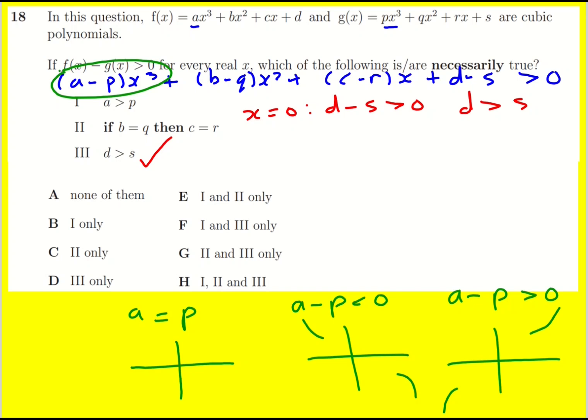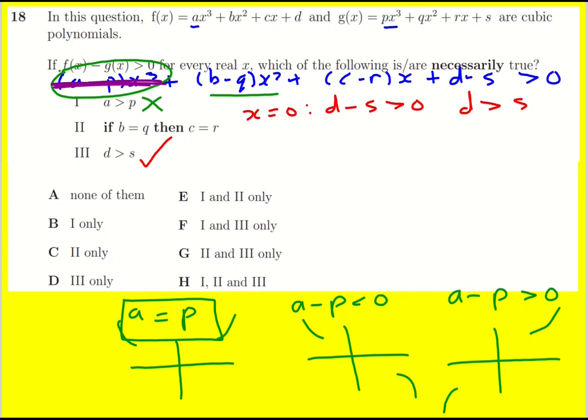Because then what we'll have for large values is that cubic term disappearing and the quadratic term is going to dominate. And actually, b minus q would have to be greater than 0, because then you'd get the quadratic going to positive infinity in both directions. So what I'm doing here is ruling out statement 1. It can't be that a is greater than p or a is less than p. It must be that a is equal to p. So now we know that I can actually just get rid of that.